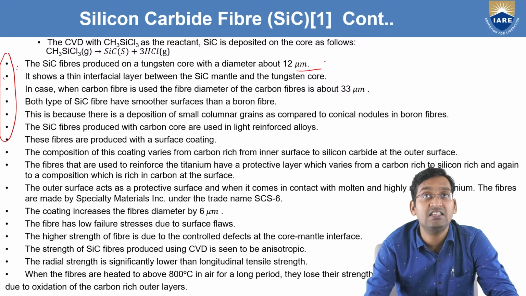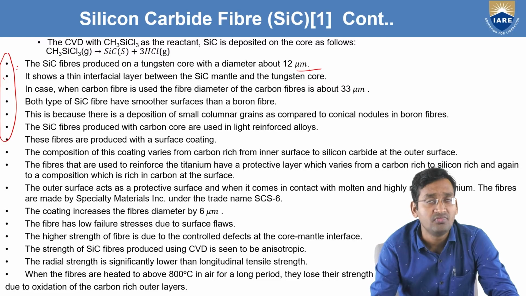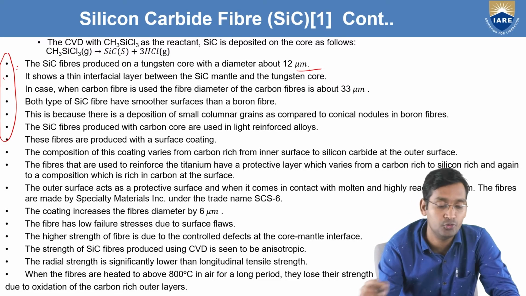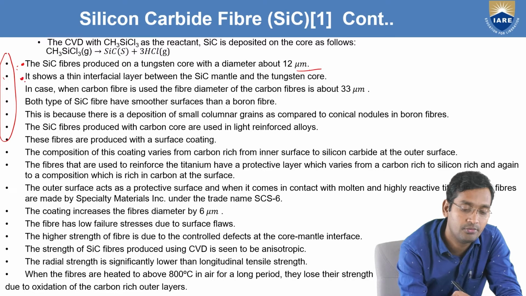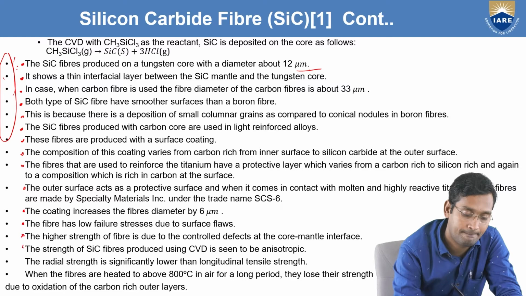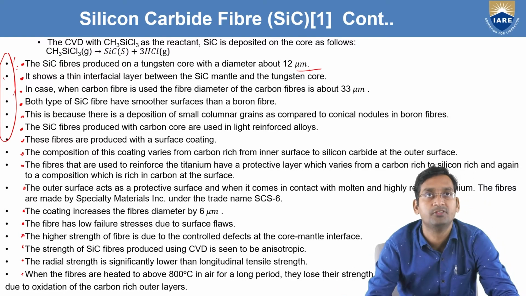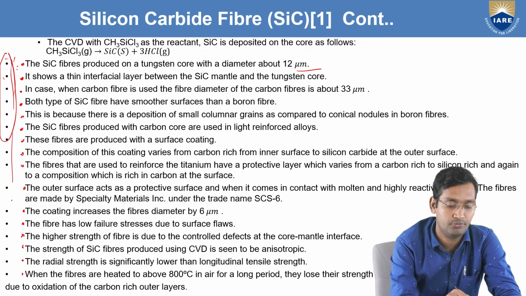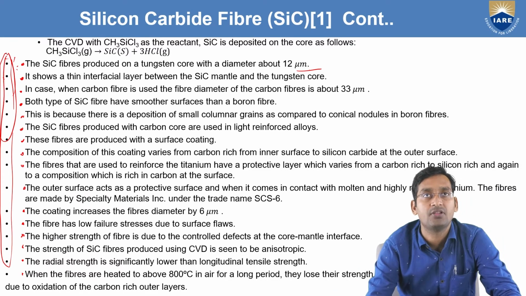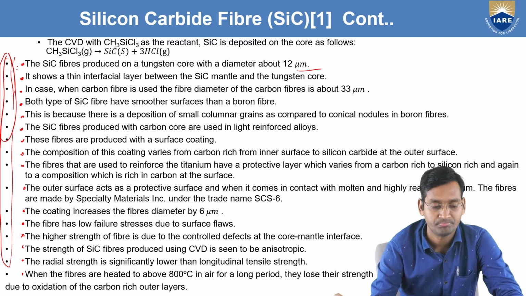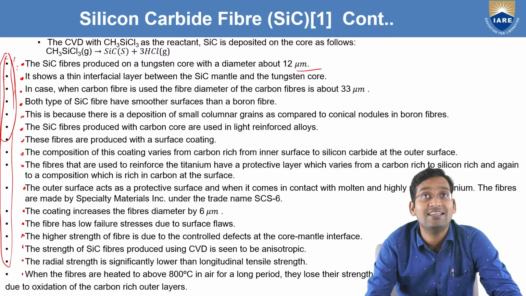The next point is that it shows a thin interfacial layer between the SiC mantle and the tungsten core. The third point is the case when carbon fiber is used. These are all bullet points. Actually, I put them here, but they are not visible in this slide because of the screen resolution.